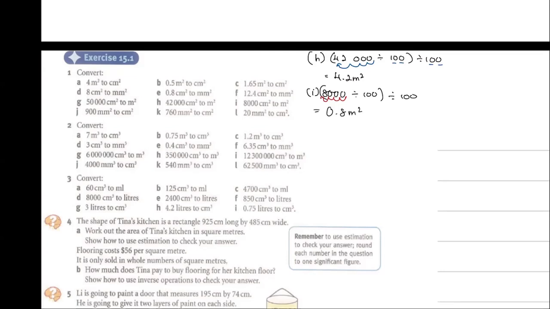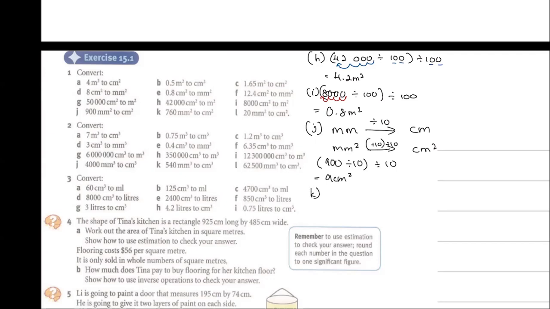Now we can look at J. Square millimeters to square centimeters. When you're changing millimeters to centimeters, you have to divide it by 10. So if it's square millimeters to square centimeters, just divide by 10, divided by 10. So for J, fairly easy, 900 divided by 10, and then we just divide it by 10 again, 9 square centimeter.